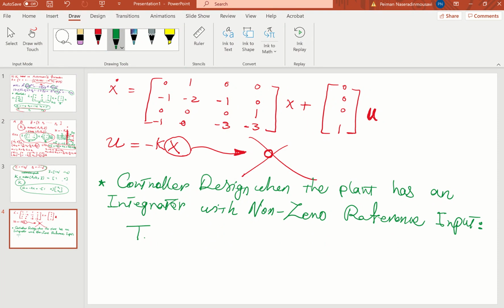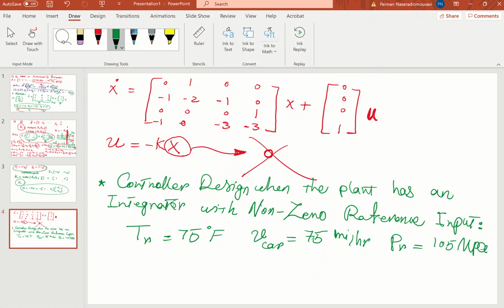Like your reference input, desirable temperature is 75 degrees Fahrenheit, or the speed of your car is 75 miles per hour, or pressure of the tank desired, I don't know, is 105 megapascal to keep, whatever it is. Okay, so non-zero reference. We're gonna design this, and we're gonna do that in MATLAB at the same time. I'm gonna stop here, guys.